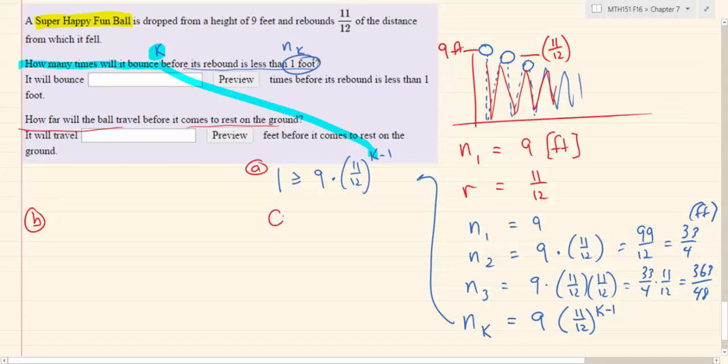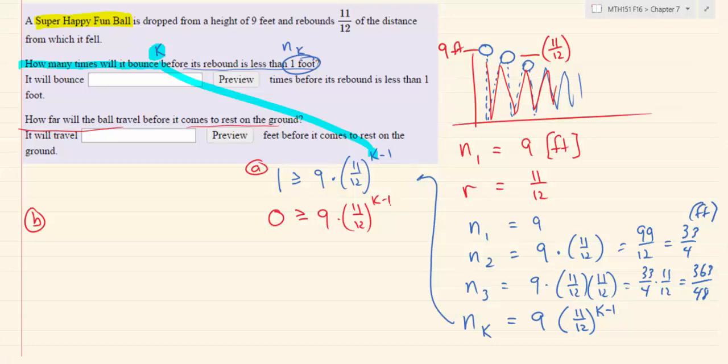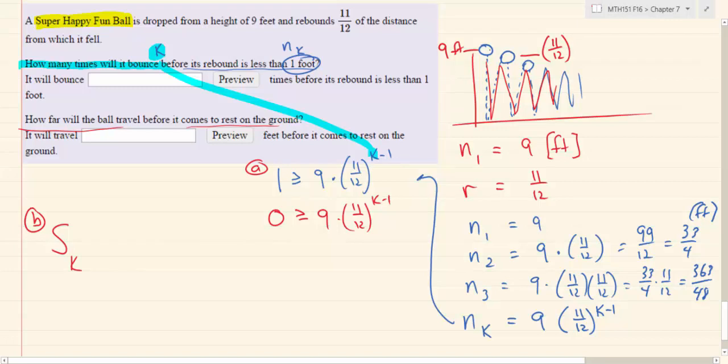but you would set this equal to 0, greater than or equal to 9 times 11/12, k minus 1, and you're going to solve this for k. And see what you get for k. That'll tell you how many bounces it takes before it actually comes to rest, before that value is 0. We could probably also write this maybe as an infinite sum, but either way, you're going to say s sub k, that's the total travel, all of these added up.